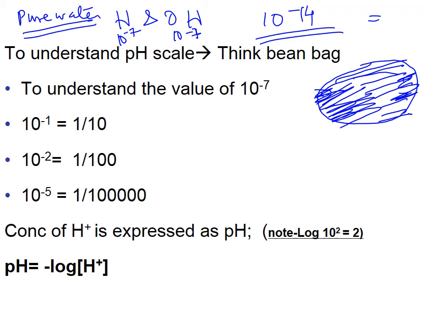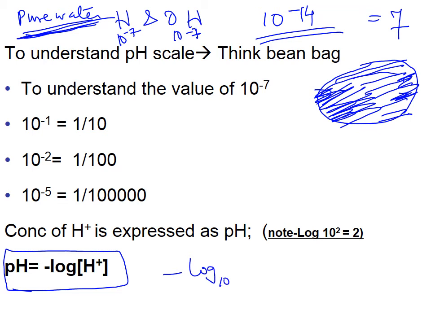Now what happens is, the pH of pure water is 7. How do you understand the pH? The way it's represented is pH equals minus log to the base 10 of H plus.